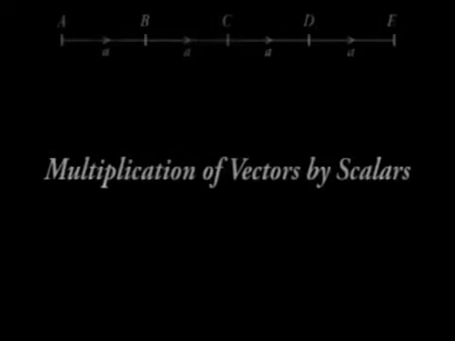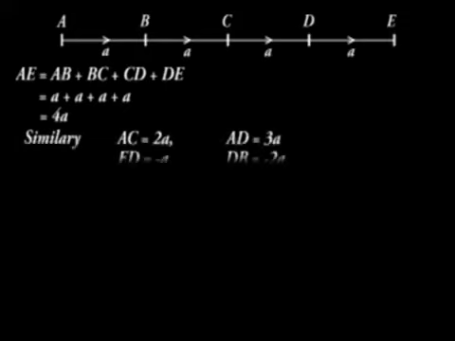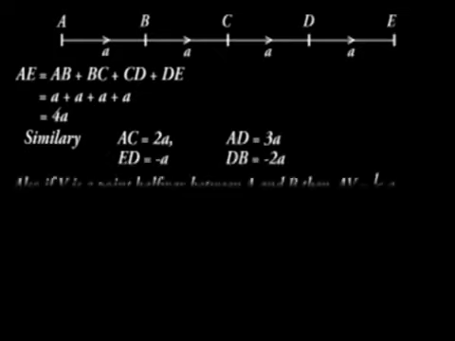Multiplication of vectors by scalars. Consider the figure below. AE is equal to AB plus BC plus CD plus DE. That is a plus a plus a plus a equals 4a. Similarly, AC is 2a, AD is 3a, ED is minus a, DB is minus 2a.